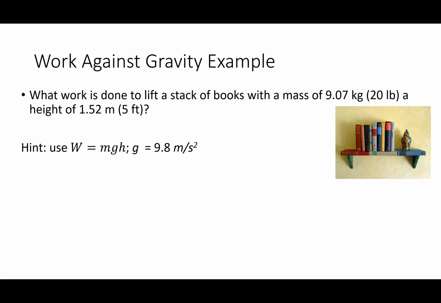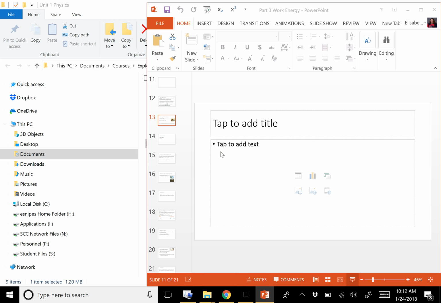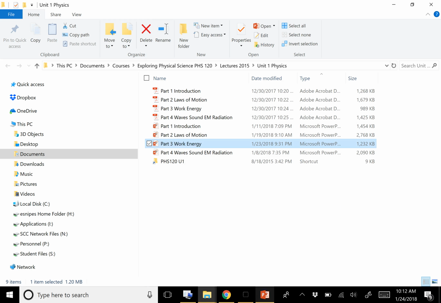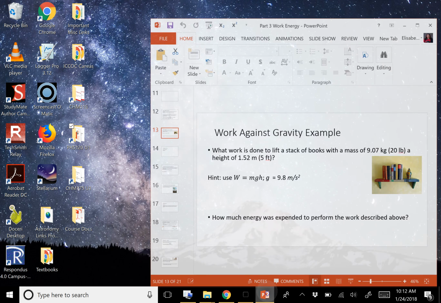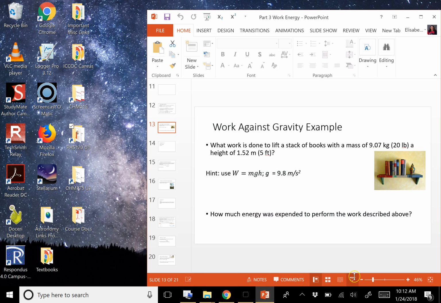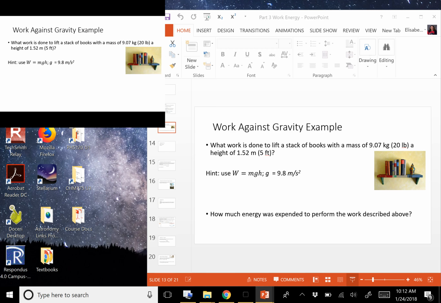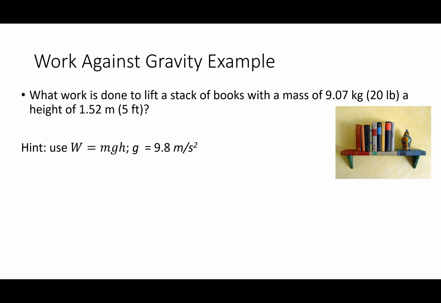So here we go. We're just basically going to plug and chug. Let me see if my stylus is working this morning. Of those things I gave you, we're going to use W is equal to mgh. Sometimes I say, don't make it harder than it is. Okay, good, it's working.